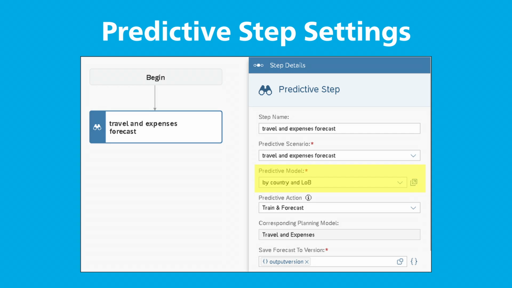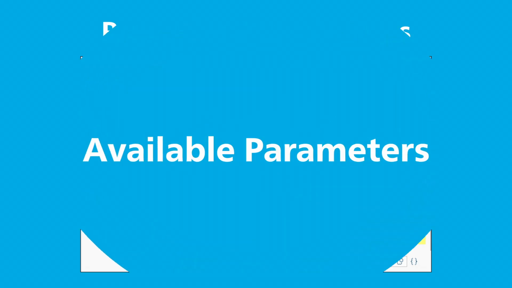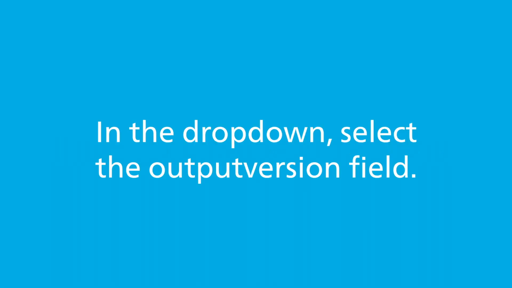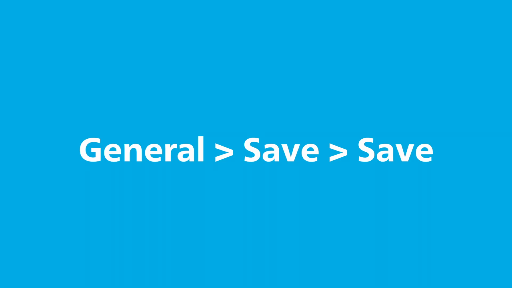Click the Predictive Model dropdown and select the time series forecasting model you want to automate. For this example, we're using by country and line of business. The corresponding planning model field is updated, which lets you know the planning model used to train the predictive model. Click the Available Parameters icon next to the Save Forecast to Version field. In the dropdown, select the Output Version field. In the toolbar, save the multi-action.